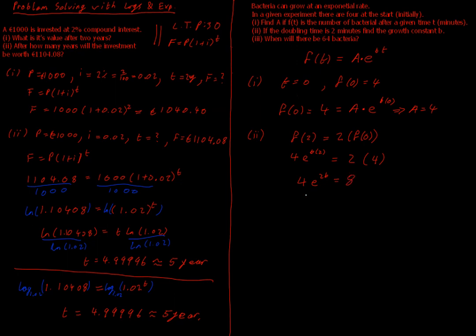Get the exponential by itself. I get e to the 2b is equal to 2. I'm going to take the natural log of both sides. So again, I'm advising you always take the natural log of both sides in order to get exponentials down. So this power now comes down and out. And I end up with natural log of e, which I should recognize is just going to be 1. So I end up with 2b is equal to ln of 2.